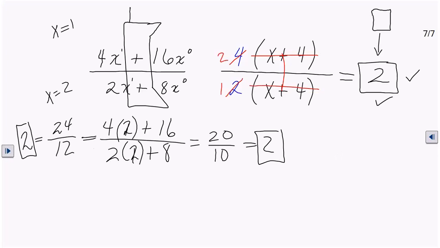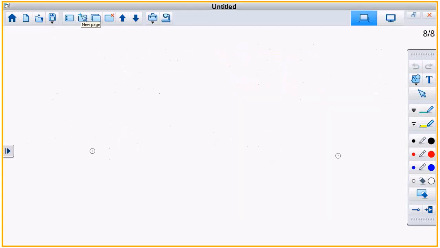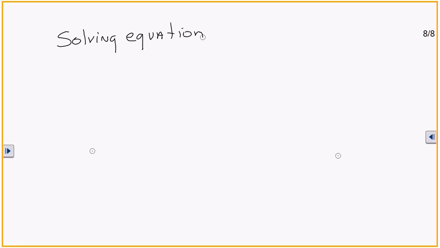Next, we're going to talk about solving equations. Solving equations is when you actually have an equal sign. Now, when you're solving an equation, there are different steps and different levels. There are basic one-step equations, which I talked to you about before. I gave you four examples in the previous video.